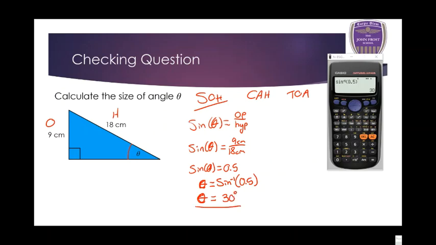So very well done if you got that right. This is the hardest type of trigonometry question you could be asked because you have to use the inverse function, okay? So very well done if you got that right, and we'll see you next lesson.